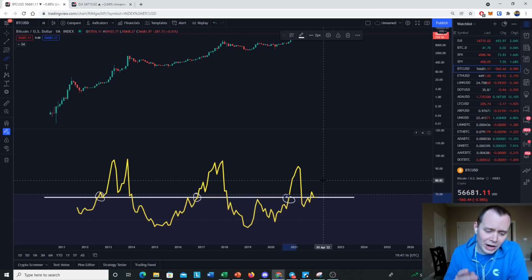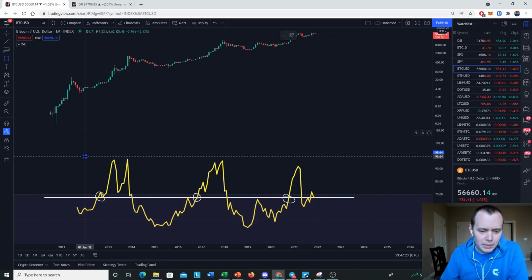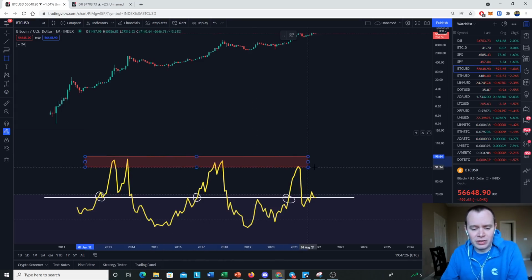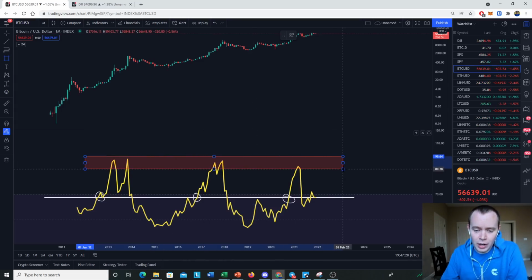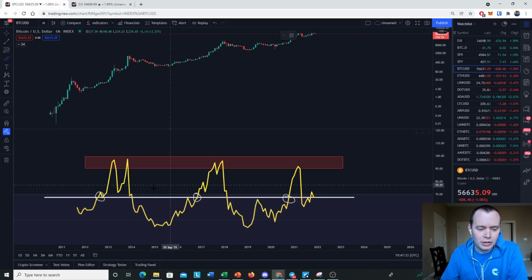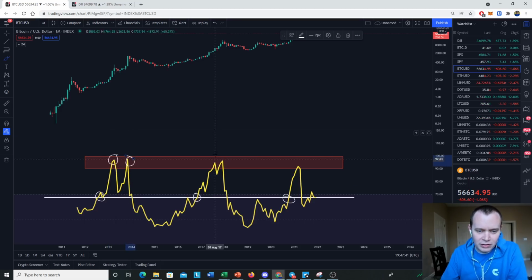So when I look at this chart, what do I notice? Well, we could note that historically speaking, local tops and market cycle tops tend to occur above 90. So let's take a close look at that. The first local top in 2013 was above 90. This one was above 90 as well. This one wasn't really a local top, but we did have a bit of a pullback there in the late summer. So above 90, above 90, above 90.